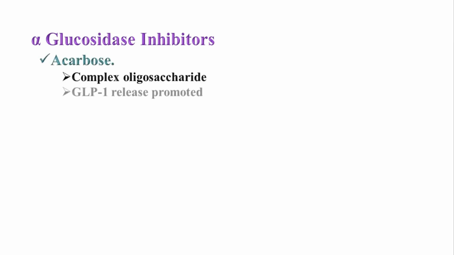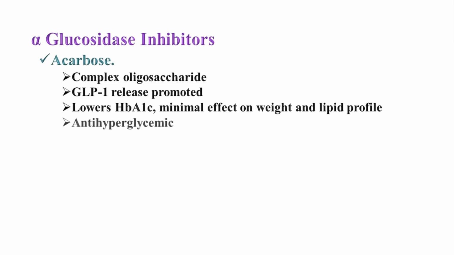Moving on to the next category of drugs called alpha glucosidase inhibitors, acarbose, a rarely asked question. It acts on the complex oligosaccharide. It blocks the alpha glucosidase enzyme, and as a result, oligosaccharides are not converted easily into monosaccharides. So they are slowing down digestion. Now, when they slow down digestion, the digestive process happens for a longer period of time. More GLP-1 will be released.